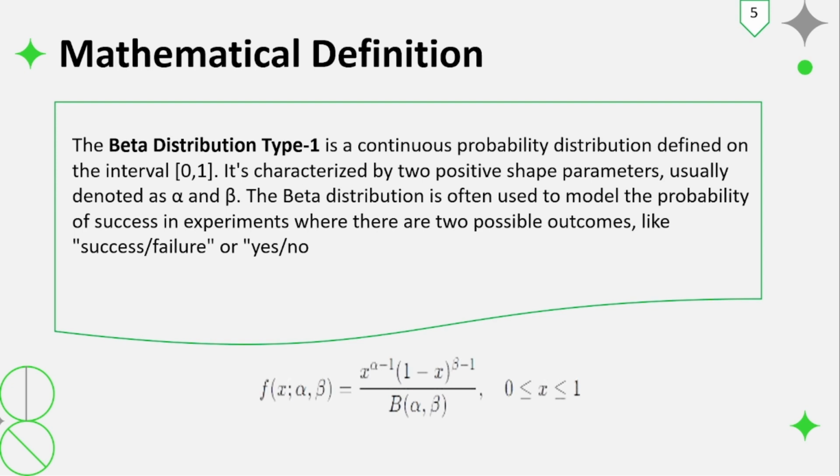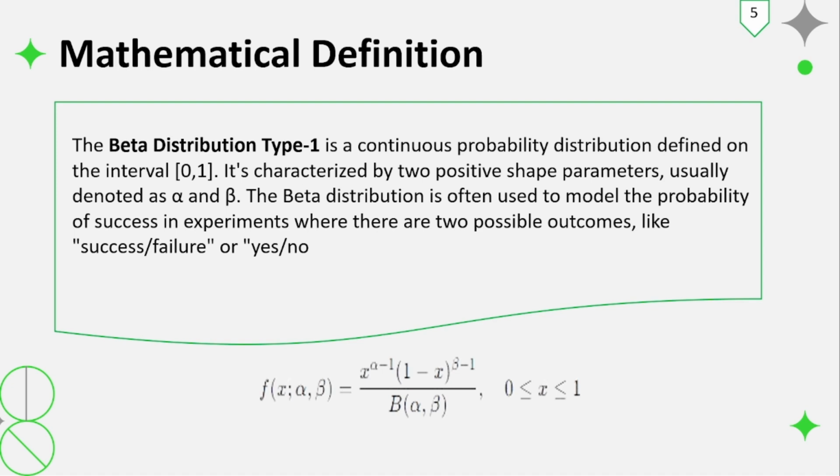The PDF of beta distribution is given by f(x; alpha, beta) = x^(alpha-1) (1-x)^(beta-1) / B(alpha, beta), for 0 ≤ x ≤ 1. So basically beta type 1 distribution is the continuous probability distribution which is only in the interval of 0, 1.